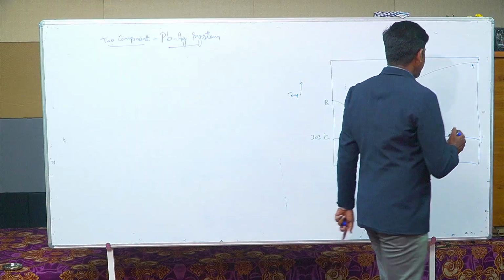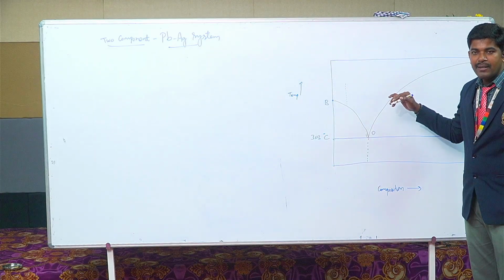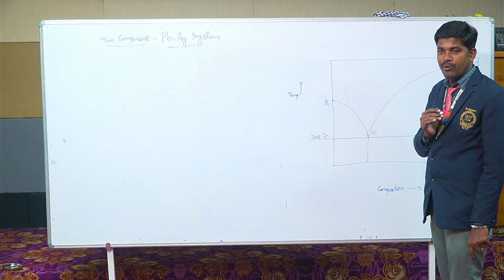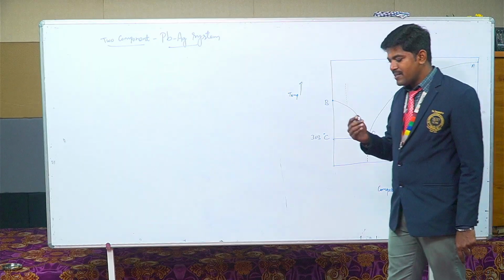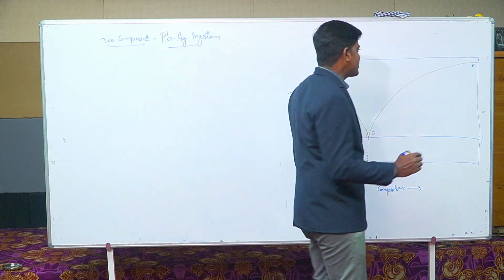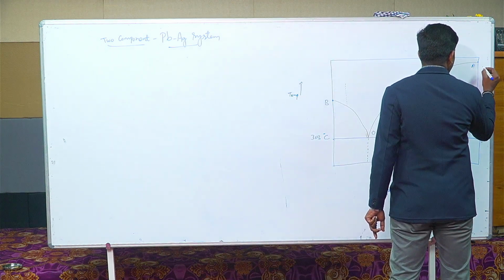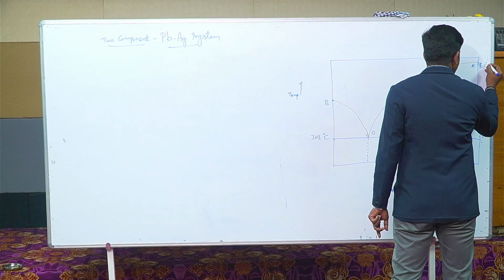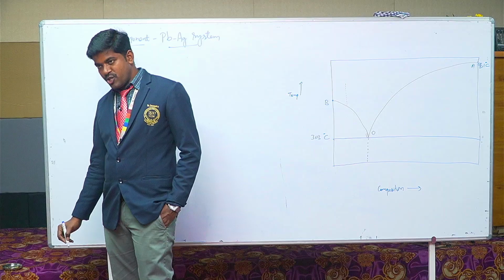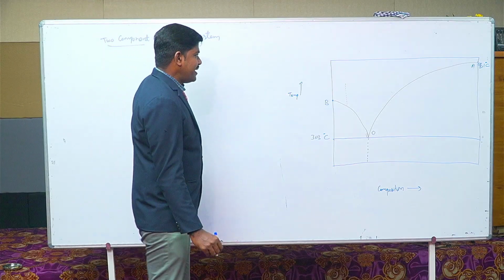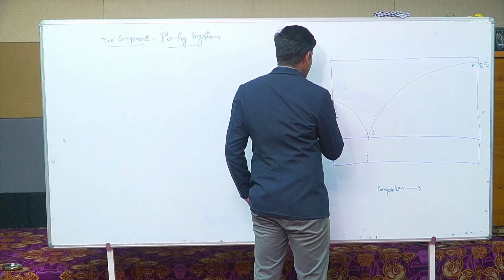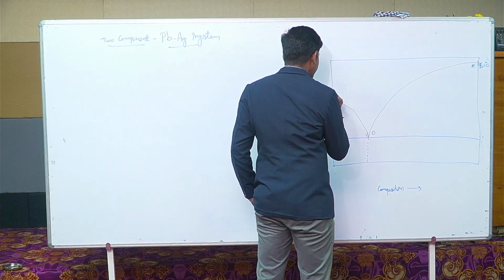Actually, this curve represents the freezing point curve of silver. So what is the melting point of silver? If the silver is heated to a very high temperature, it will be converted into molten state at 961 degrees Celsius. So the freezing point of silver is 961 degrees centigrade. At point B, it is 327 degrees centigrade.